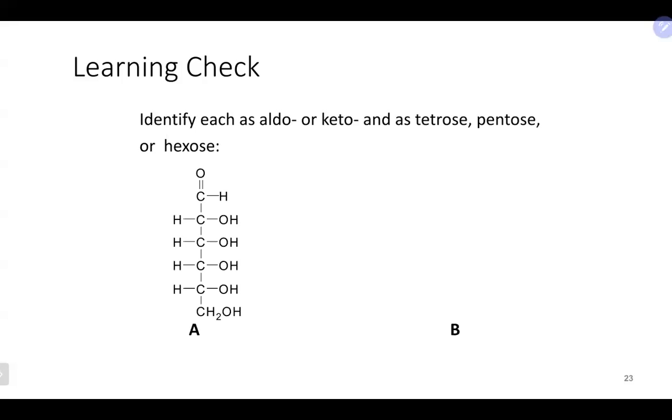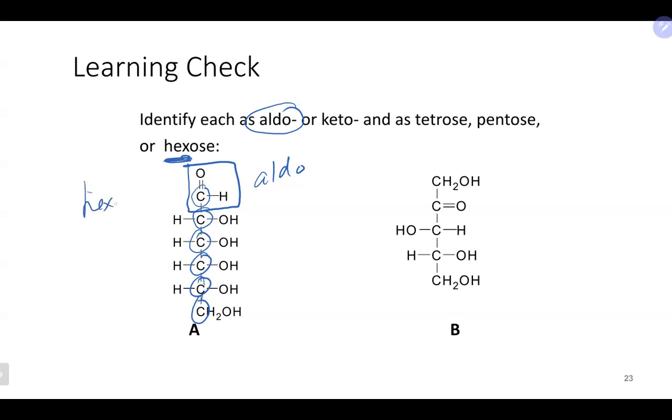All right, so let's take a look at each of these. We want to know, are they an aldo or keto, and is it a tetrose, pentose, or hexose? So take a moment and see what you come up with here. So this would be a hexose. So this would be an aldohexose, meaning it has an aldehyde group and 6 carbons.